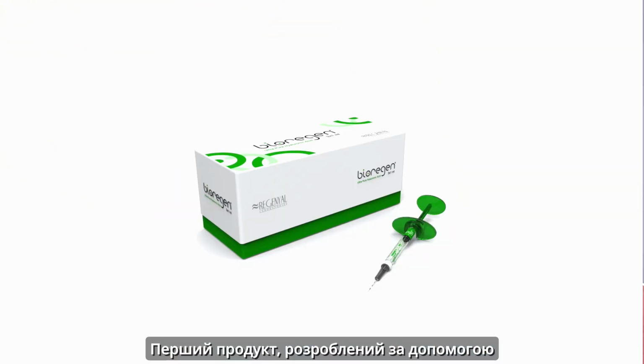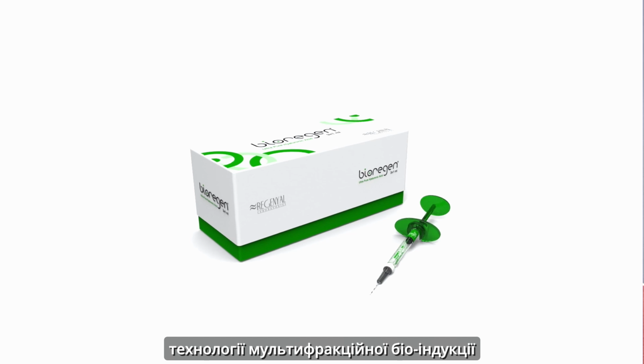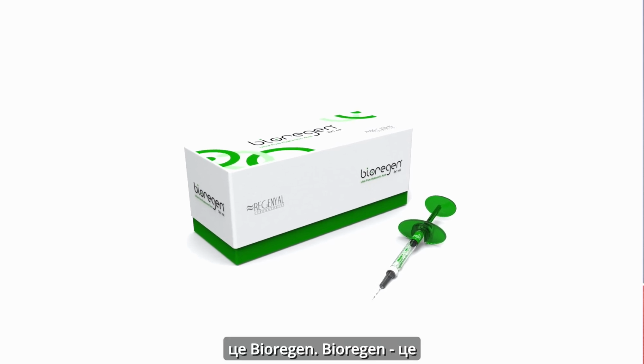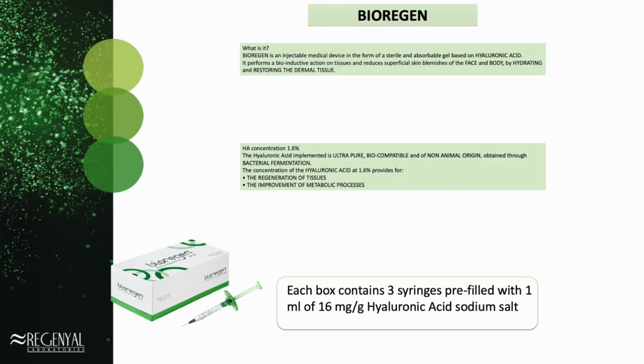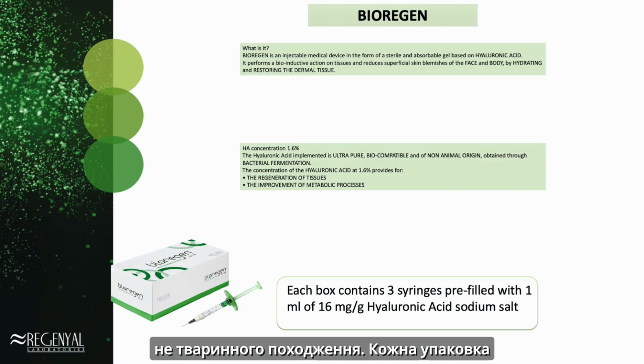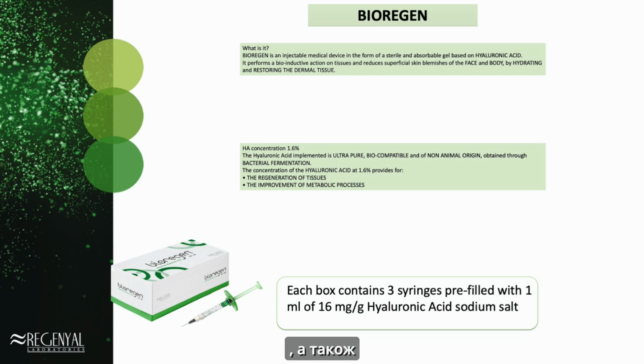The first product developed with multifractional bioinduction technology is Bioregen. Bioregen is an injectable gel based on pure hyaluronic acid. It is used for the face and body. The concentration is 1.6%, and the hyaluronic acid is of fermentative origin, that is, non-animal. Each pack contains 3 pre-filled 1 ml syringes, and the concentration is 16 milligrams per gram.